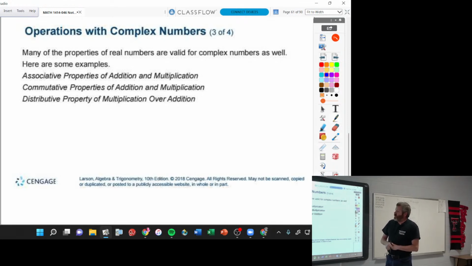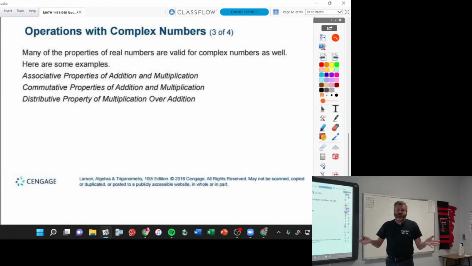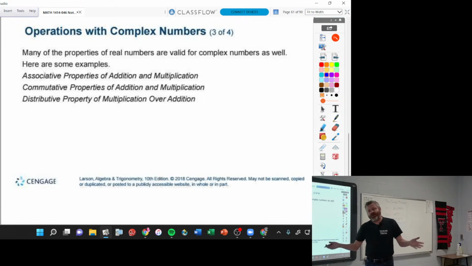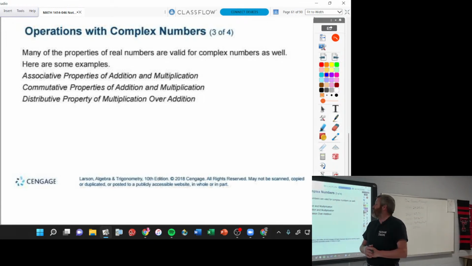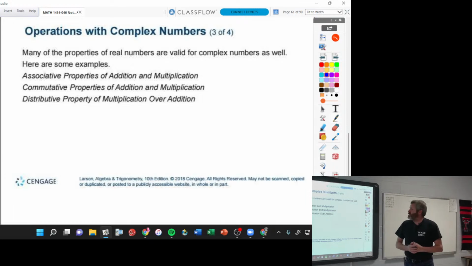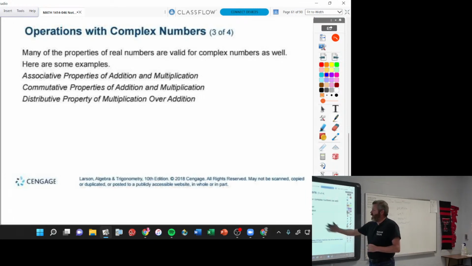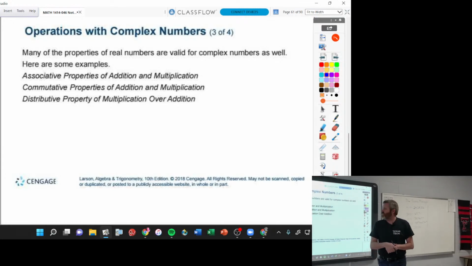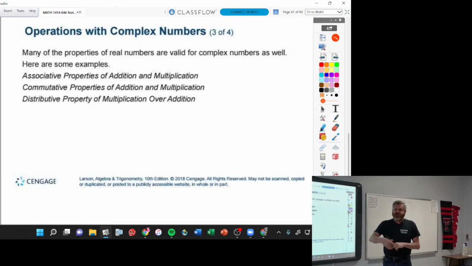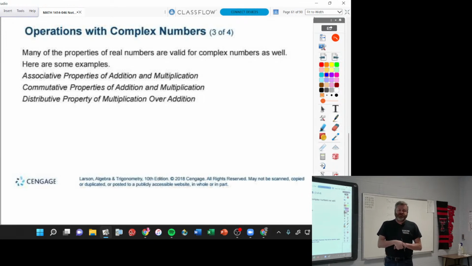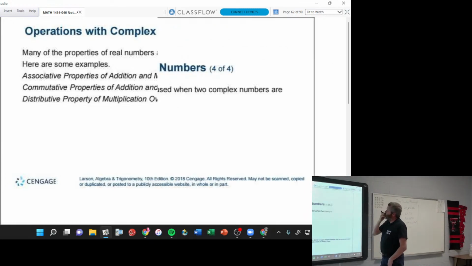The commutative property. The commutative property for addition and multiplication says if I'm adding a bunch of numbers, order doesn't matter. Or if I'm multiplying a bunch of numbers, order doesn't matter. And the same is true with complex numbers. You can rearrange them and it's not going to change the value. And the distributive property of multiplication over addition. You just saw me do that in the previous problem where I was distributing the negative sign. So we can distribute just like we do with real numbers on the complex set.